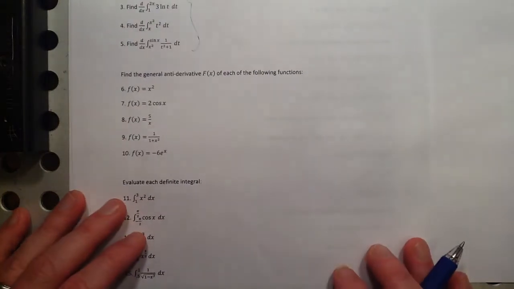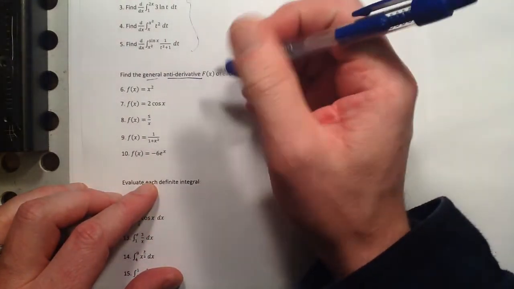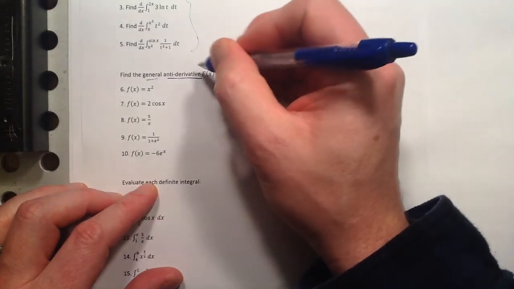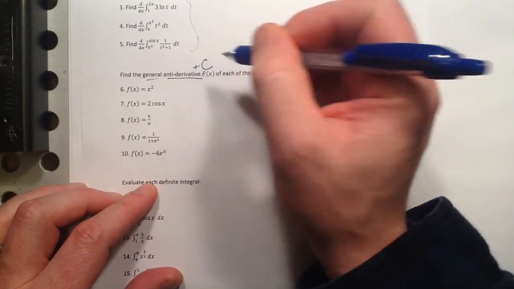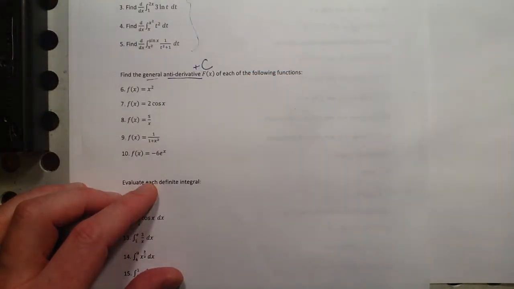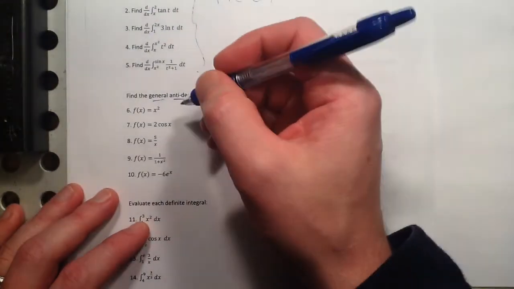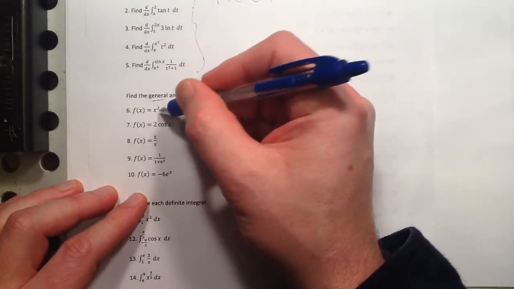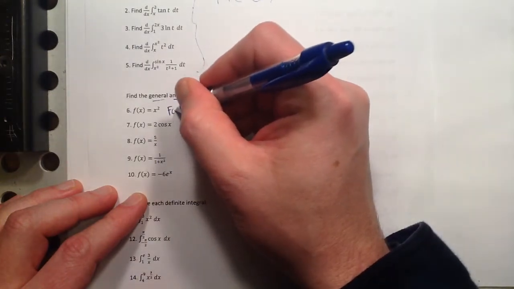These 6 through 10, a little more straightforward maybe. We're just finding the general antiderivative, which means that it's going to be some f of x plus c. The general means it could be any of those antiderivatives, so we'll put the plus c on there to represent that generality. So here, maybe I'll just do these right on this sheet here, because these are pretty quick. What's the antiderivative of x squared? Well, it would be x cubed over 3 plus c.